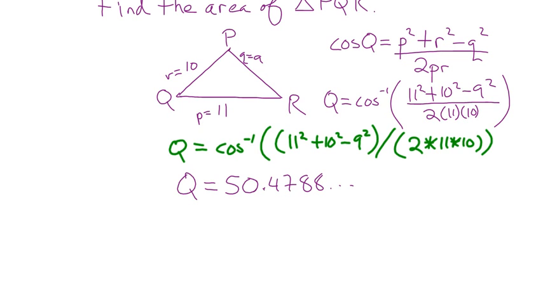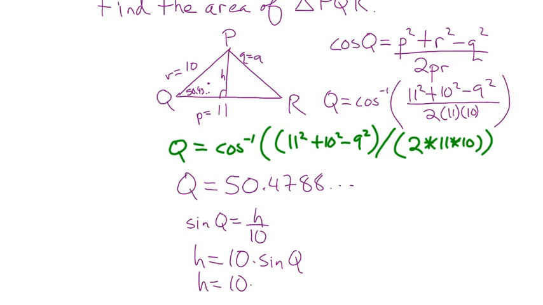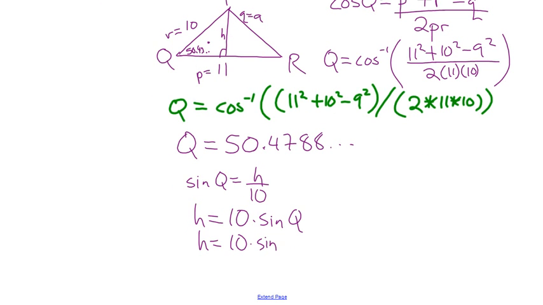Okay, so now what we want to do, we're going to drop down this, we'll call that H for height. This is 50 degrees. We have the side opposite and the hypotenuse in this little triangle here. So we can say that sine of Q is equal to H over 10. So H is equal to 10 times sine Q, which is 10 times sine 50.478. Okay, so in your calculator, you're just going to go 10 times sine, second function answer, and hit enter.